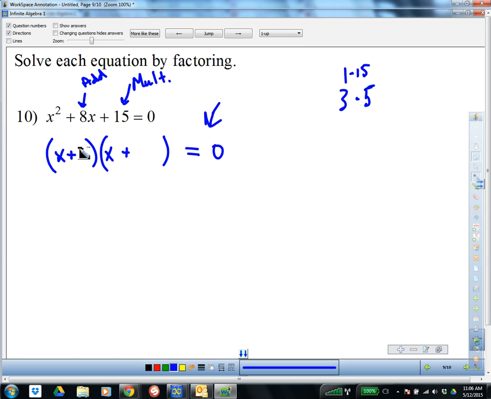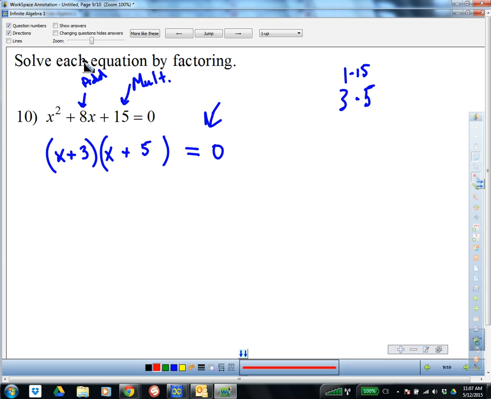It doesn't matter whether I put the 3 here or the 5 here because they're the same in both spots. There's no subtraction. It's just positive and positive. So 3 plus 5 is 8, and 3 times 5 is 15, so it adds up. Think about the reverse: FOIL it back out and think about whether it checks out. Does it give you back the original if you FOIL it? Okay, then we're not done yet.